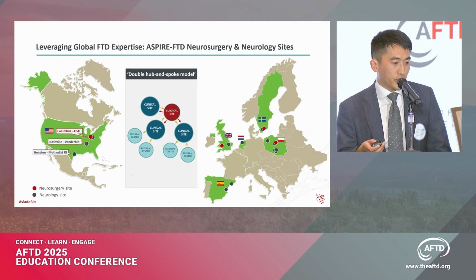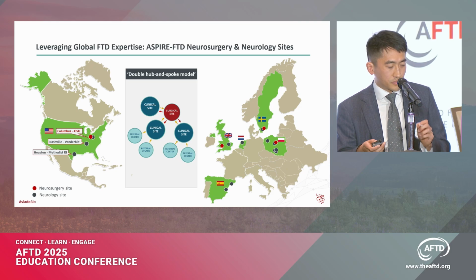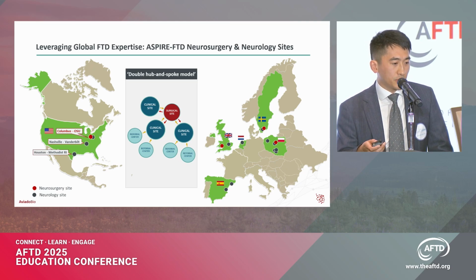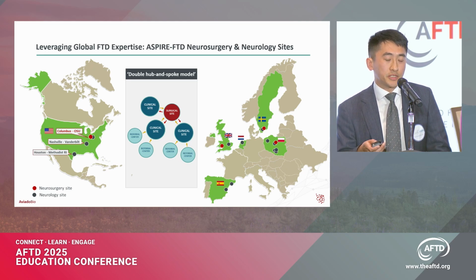So here's a map of our sites. Notice on the left-hand side in the US, the red dot represents dosing sites. So this is Ohio State University in Columbus. That's also a neurology site. And then the other two dark blue dots are our current neurology sites, so Vanderbilt and Houston Methodist. All of these sites are arranged in a double hub and spoke fashion, which means that we can leverage both FTD and neurosurgical expertise.